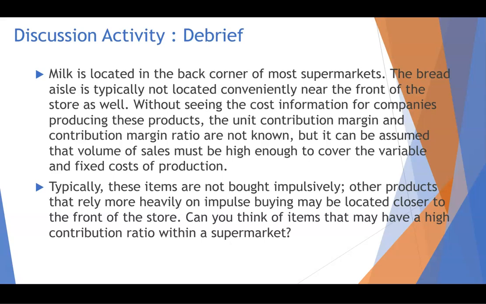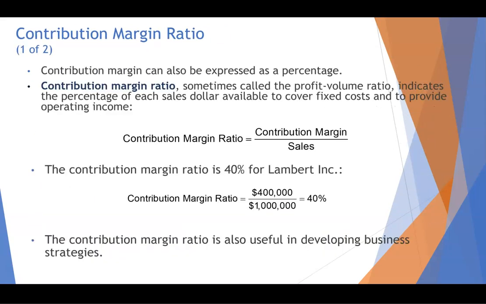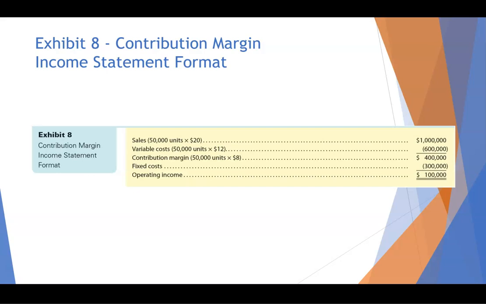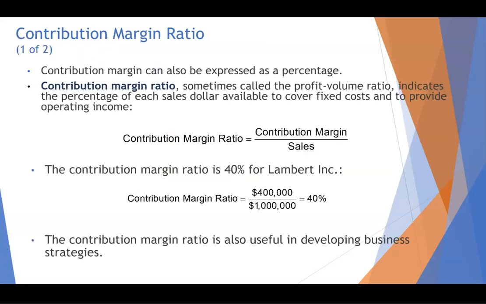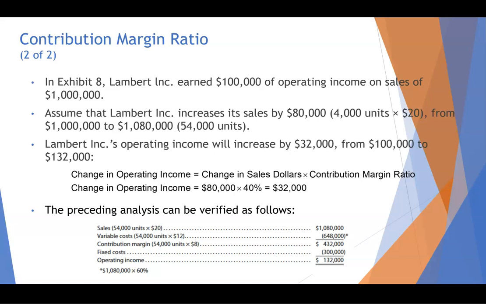here, let me see where that went. Here. This is where it showed the 100,000 of operating income on sales of $1 million. This shows how Lambert prepared that contribution margin. The 400,000 covers the fixed cost of 300,000 and then earns operating profit of 100,000.